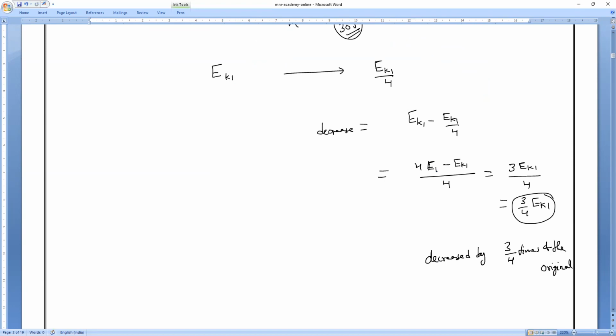That is the initial kinetic energy. That is the answer. I hope you are all clear, everybody. They are not asking to calculate the new kinetic energy. They are asking increase or decrease by how much. So you have to show that variation, whether decreasing or increasing, and how much. That is what you have to do.